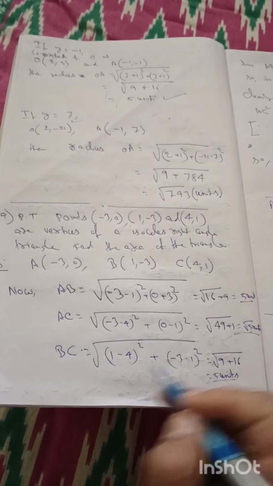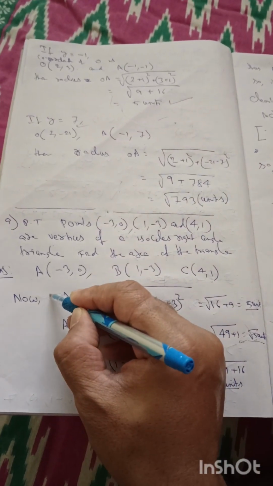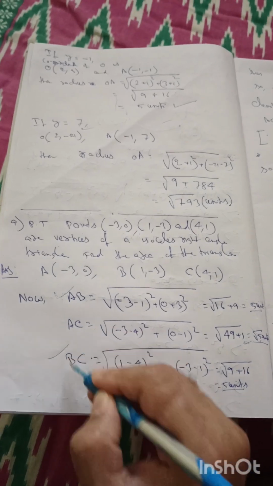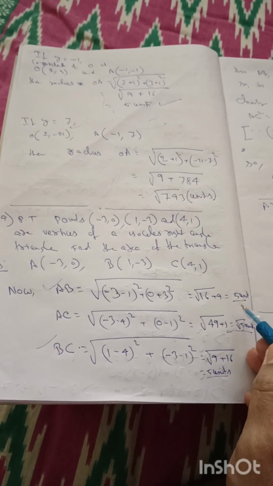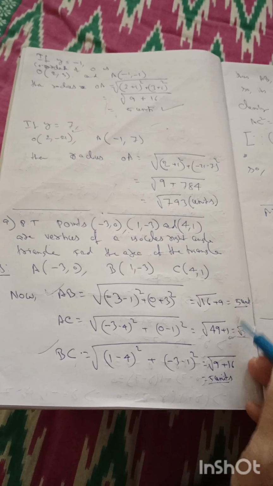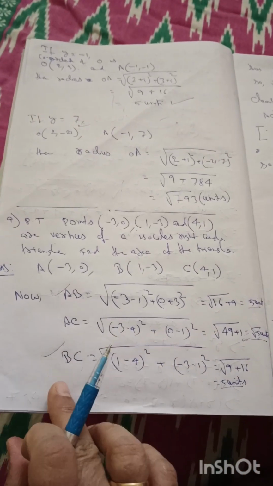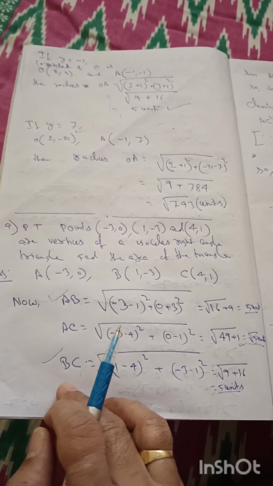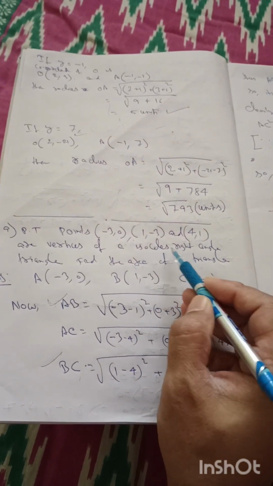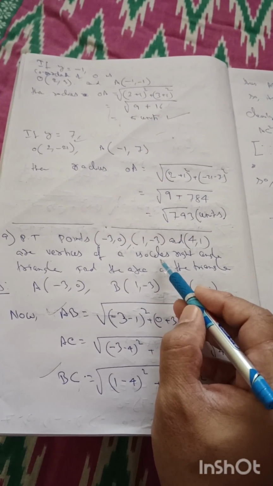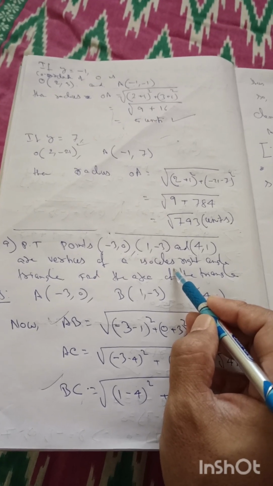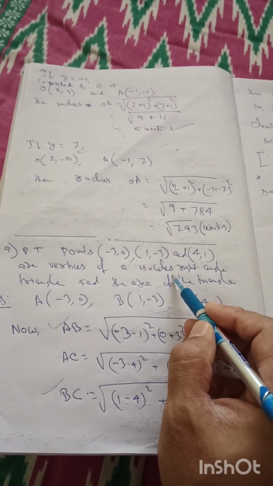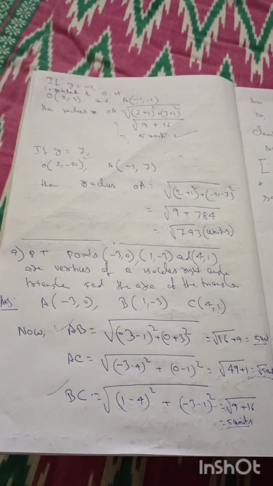So from here we see that AB and BC are equal in length, which is 5 units. So from here we can say that the triangle is an isosceles triangle. What is the meaning of isosceles triangle? This means a triangle whose two sides are equal in length.